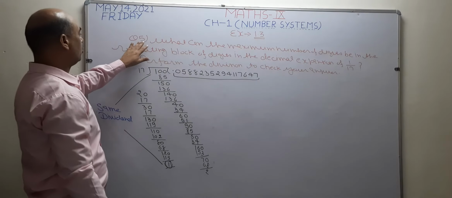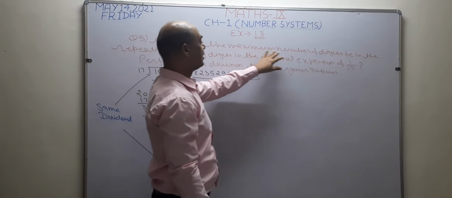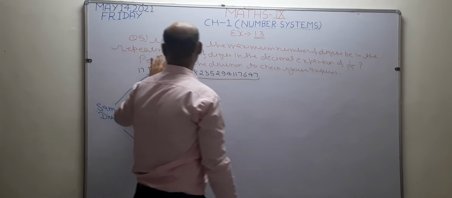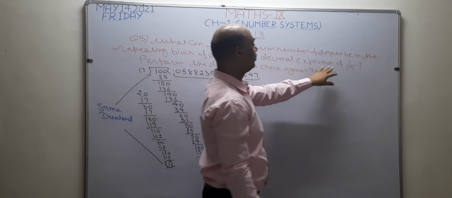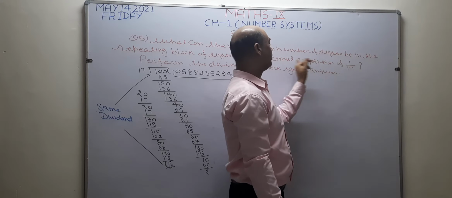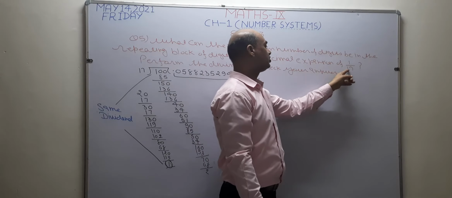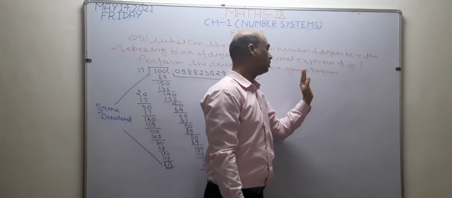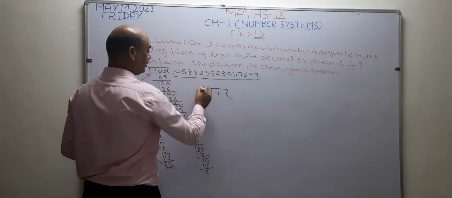Now I'm going to solve question number 5. See what is given. What can be the maximum number of digits in the repeating block of digits in the decimal expansion of 1 by 17? It means when we divide 1 by 17, the numbers start repeating. We have to check after how many places of digits these numbers start repeating. This is our question. Now I want to divide 1 by 17.